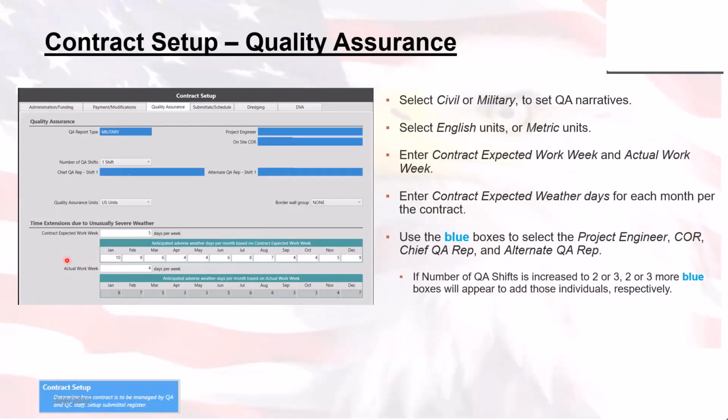So when you do this, how many daily reports are expected per week here. So this is where you set some of that stuff. This is also where you set the QA daily report type, because there's 2 types of daily reports in RMS, right? You've got your military and you've got your civil. So those mean the daily report will come out vastly different from one another depending on how that's set.